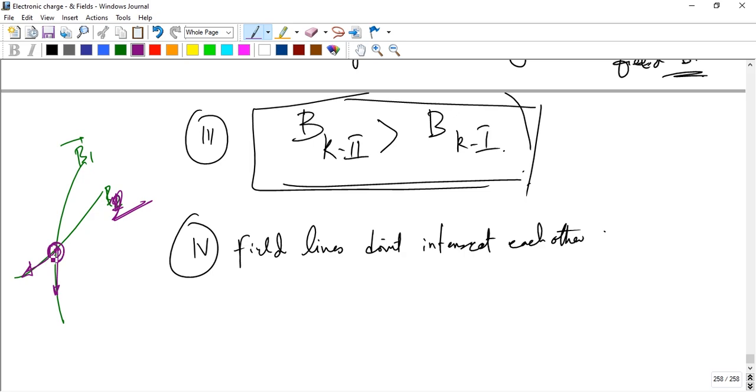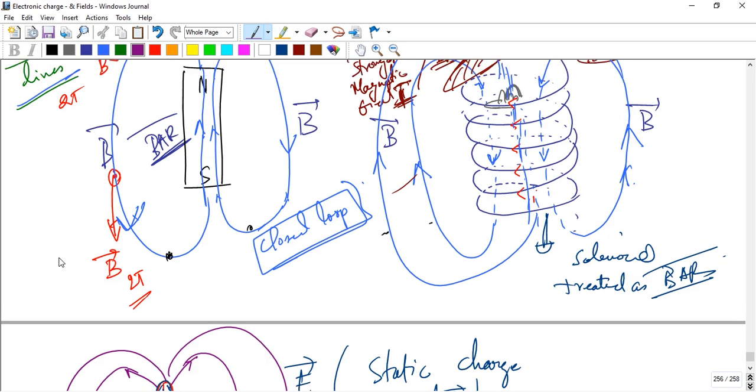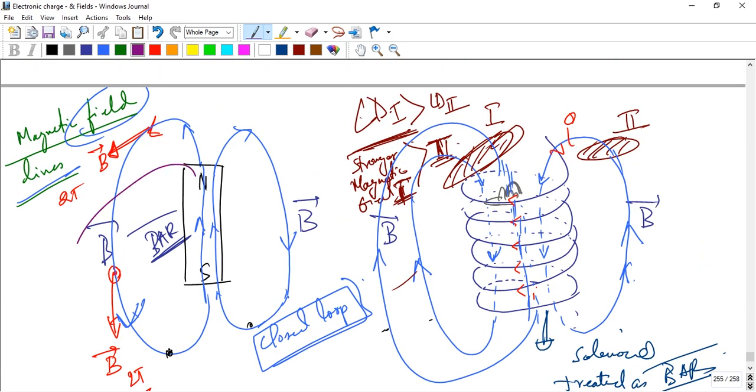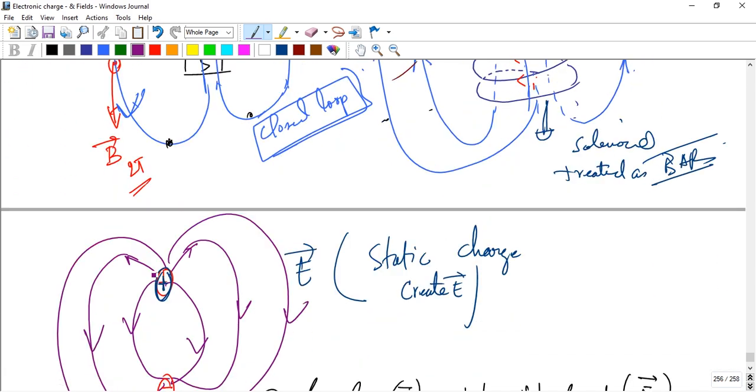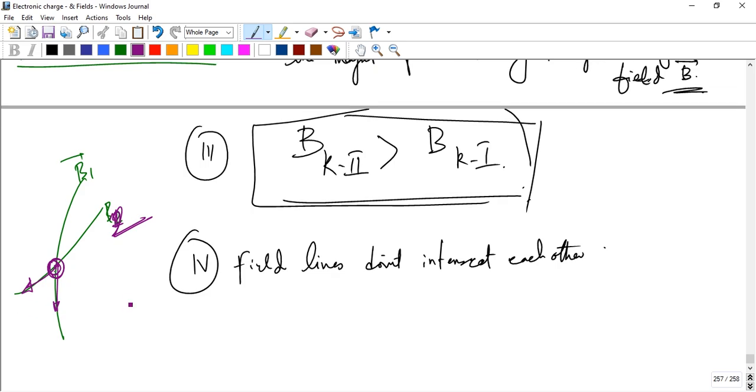Because if they are crossing here, at that point the direction of B1 and B2 would be different. At the same point the direction being different is not possible, because a single point represents a single magnetic field direction, not multiple directions. The magnetic field is a vector field, so the total value would be different. That's why they do not intersect each other.